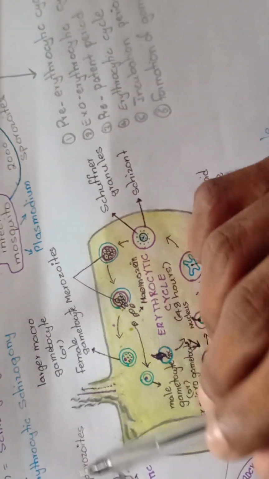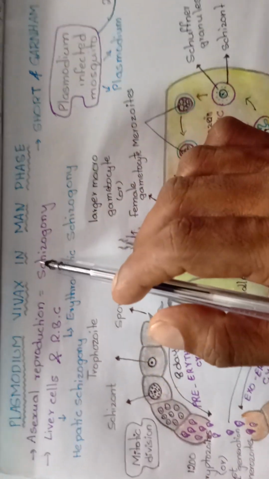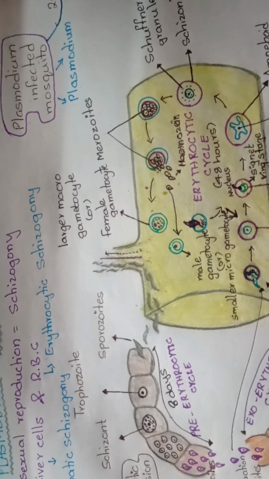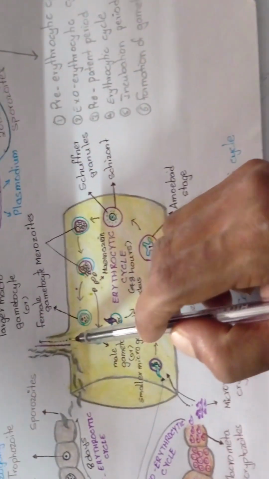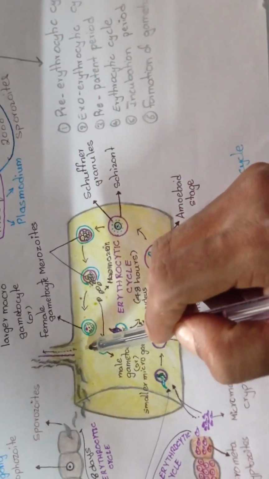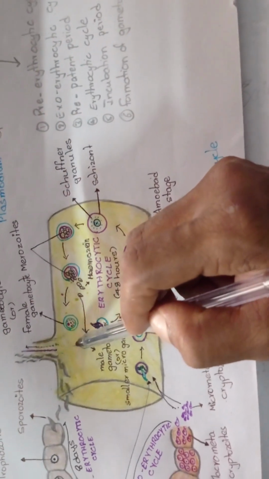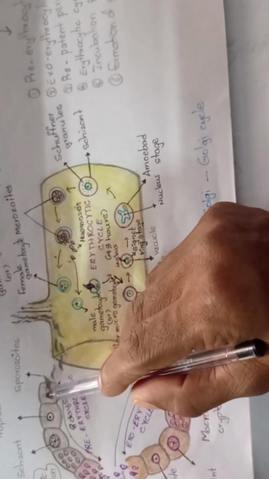You have to listen properly. I am going to explain the life cycle of Plasmodium vivax in man phase. A Plasmodium-infected mosquito will bite a human being. 2000 sporozoites will be released, and those released sporozoites will enter into the hepatic cells.